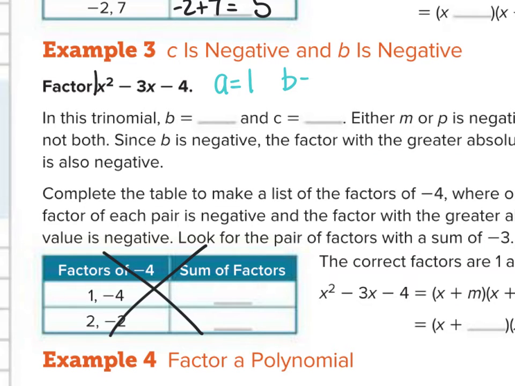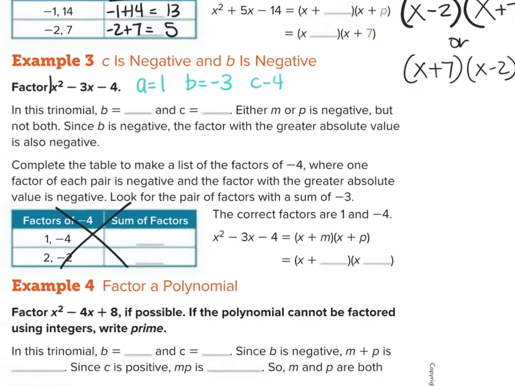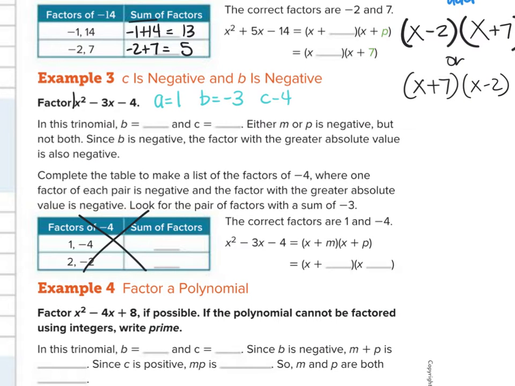What's B? Negative 3. C is 4. Okay, now do your X. Make it fairly big so that you can write in it. Okay, what number will go on top? So it's A times C. But if A is 1, it's always just going to be the C, right? So negative 4.